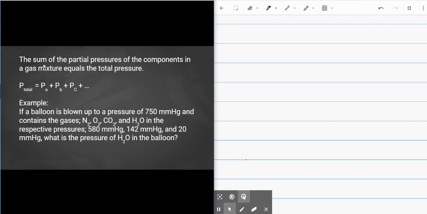Also, the sum of the partial pressures adds up to the total pressure. So if we know some of the pressures and the total, we can also find the partial pressure using subtraction. Here's an example for you to try. If a balloon is blown up to a pressure of 750 millimeters of mercury, and it contains the gases nitrogen, oxygen, carbon dioxide, and water, and their pressures are 580 for nitrogen, 142 for oxygen, and 20 for CO2, what is the pressure of H2O in the balloon?